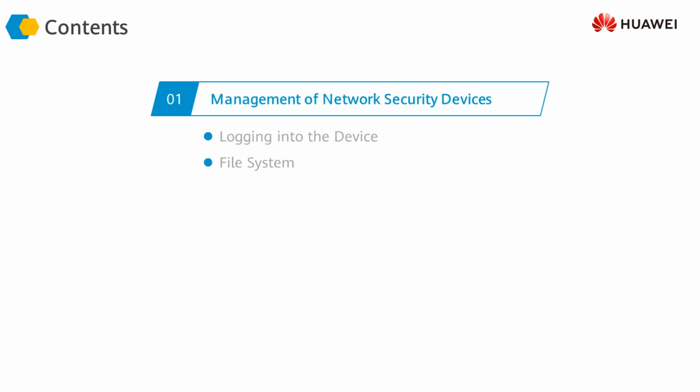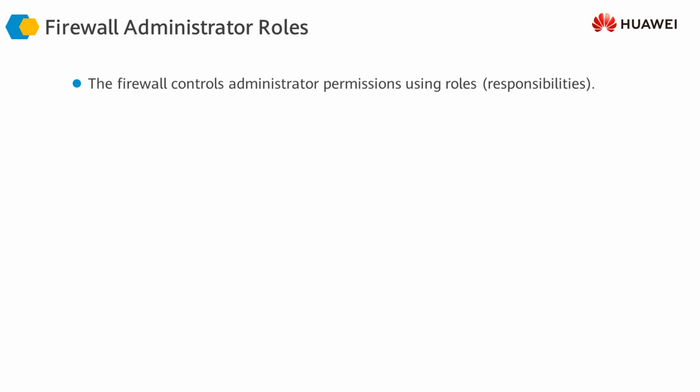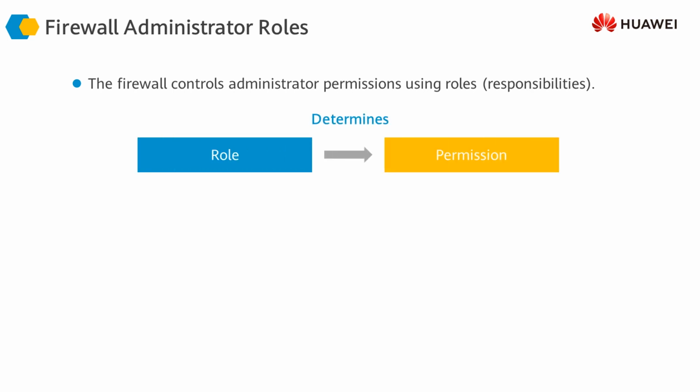In this video, we are going to have a look at the administrator permission control. Huawei's firewall supports a role-based access control model. We can control administrator permissions by defining different roles. Roles, in fact, determine the permissions.